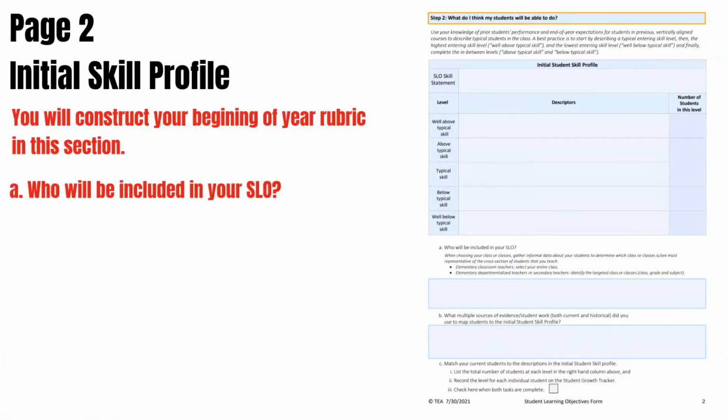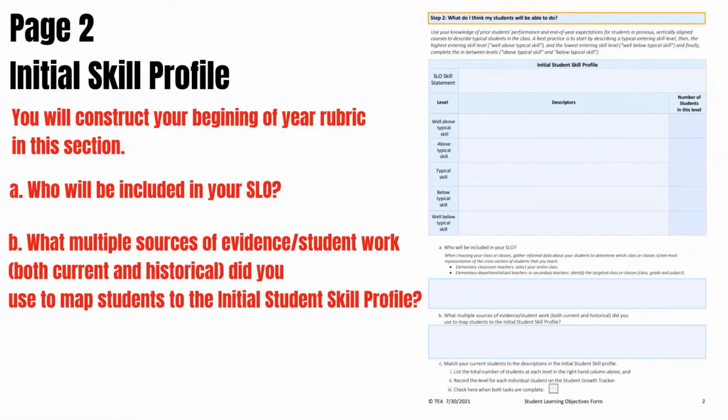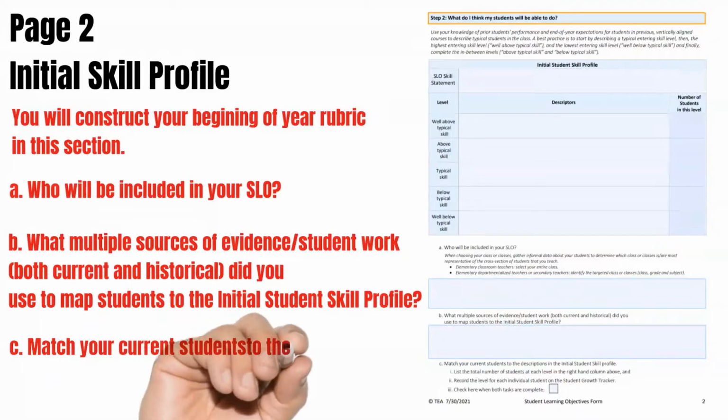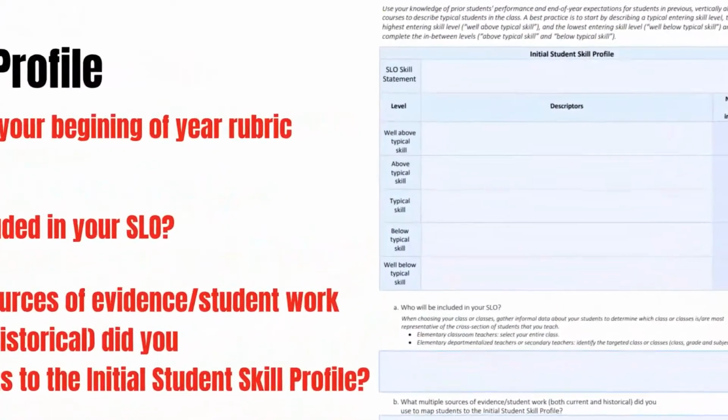A. Who will be included in your SLO? B. What multiple sources of evidence or student work, both current and historical, did you use to map students to the Initial Skill Profile section? And C. Match your current students to the descriptors in the Initial Skill Profile. Let's go over each section individually.